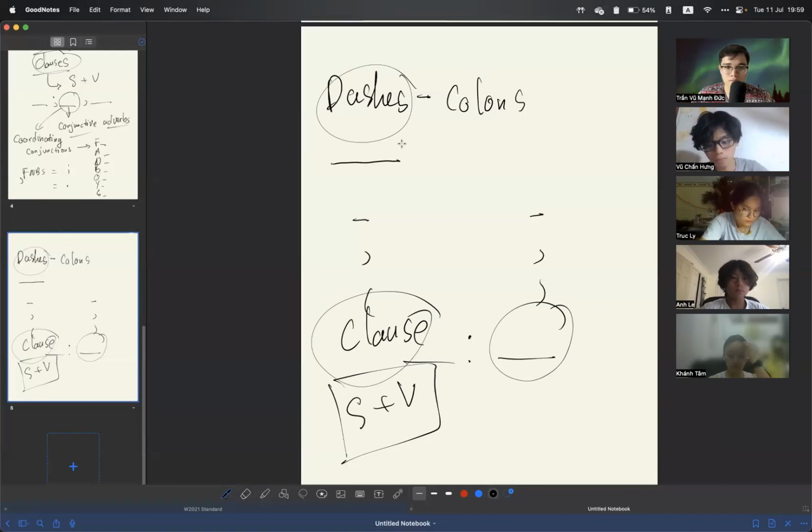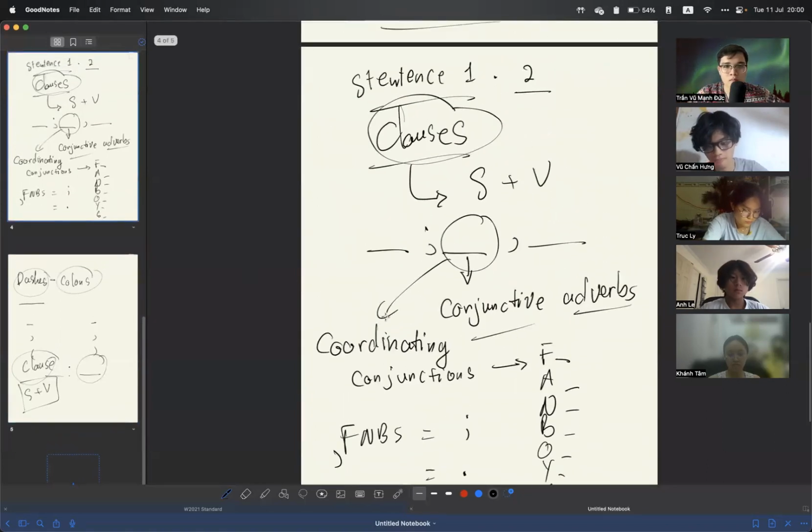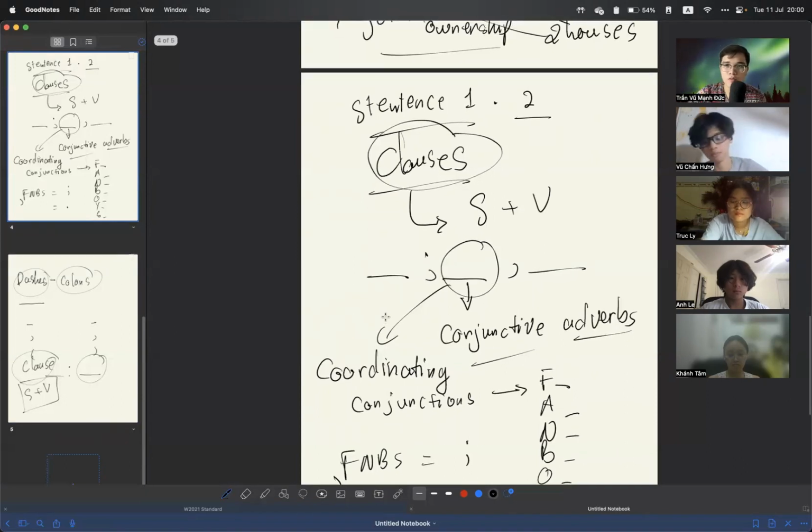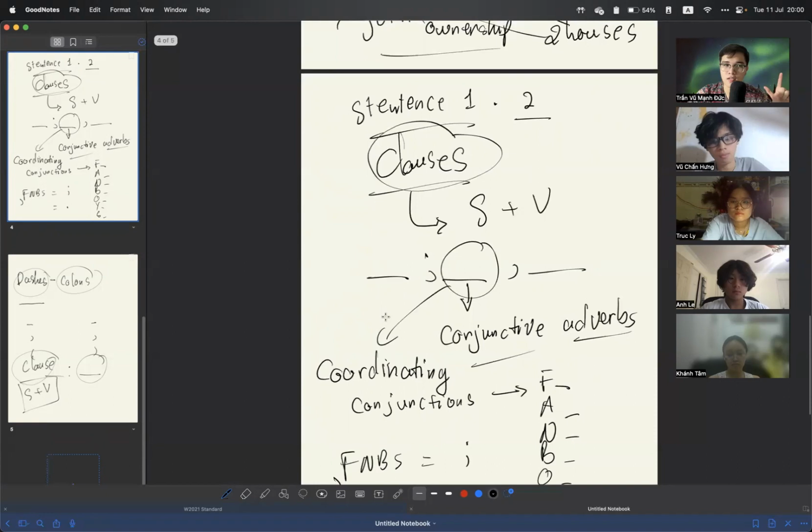So remember one thing, colons: you must have a full sentence in front, and you can have anything after. Dashes and colons, they are both at the end of a sentence. And here, semicolon, periods, it has to be used to separate two full sentences.